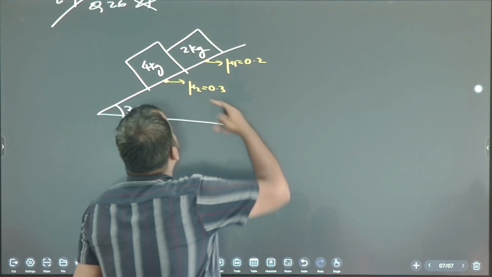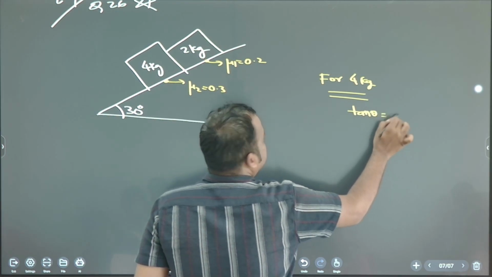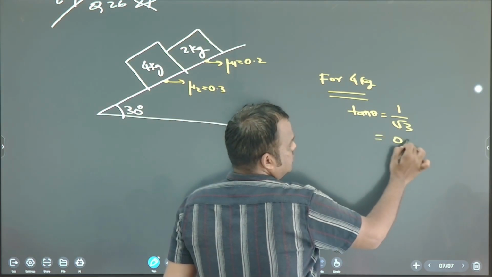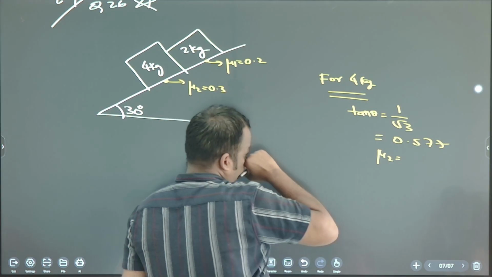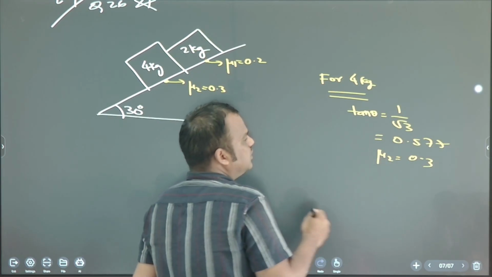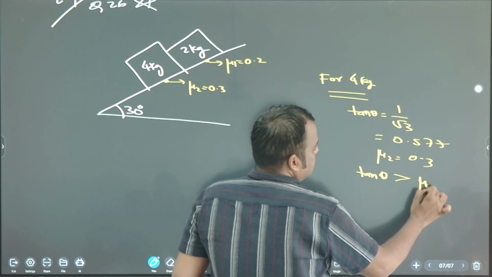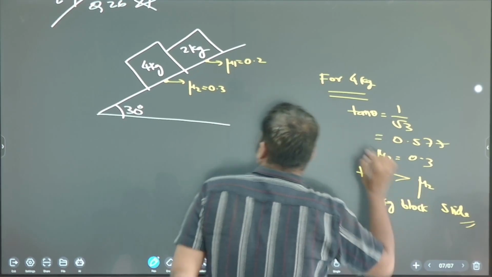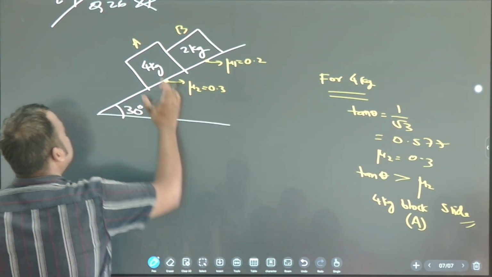First you see whether the 4 kg will slide or not. For 4 kg, what is tan theta? Tan theta is 1 by root 3, which is 0.577. And what is the mu2 value? 0.3. So tan theta is greater than mu, so the 4 kg block will slide. You can call it block A, block B. So block A slides.